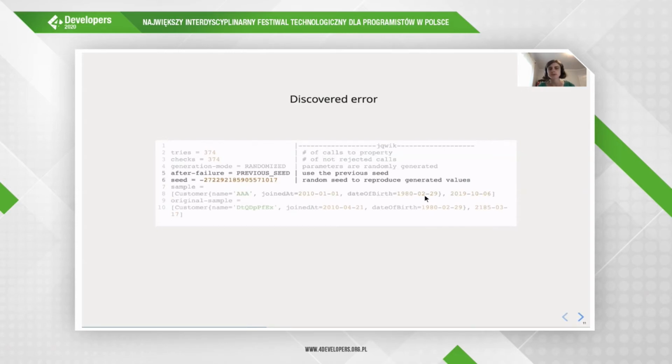Fortunately, jQuick is smart about it. What it does is it saves the seed of the data. If we talk about randomness or pseudo-randomness, there's always some seed underneath it from where the randomness starts. So what it does is that after failure, when you run the test again, it will use the previous seed. So you will have the same set of data generated. So you can be sure that if the test is green after failure, it means you have fixed your code.